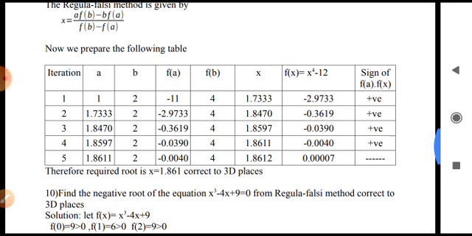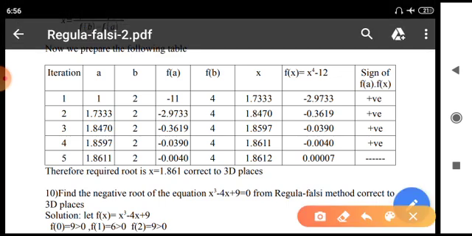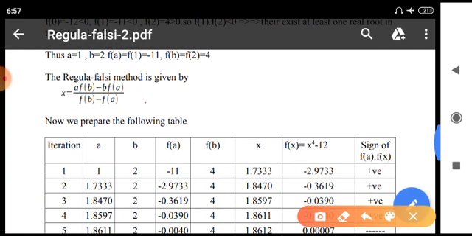So in this table, we start with first approximation. Iteration 1, a is 1, b is 2, f of a is minus 11, f of b is 4. So by using all these values in this formula, we get x as 1.7333, f of x as minus 2.9733. So sign of f of a into f of x, negative into negative, positive.